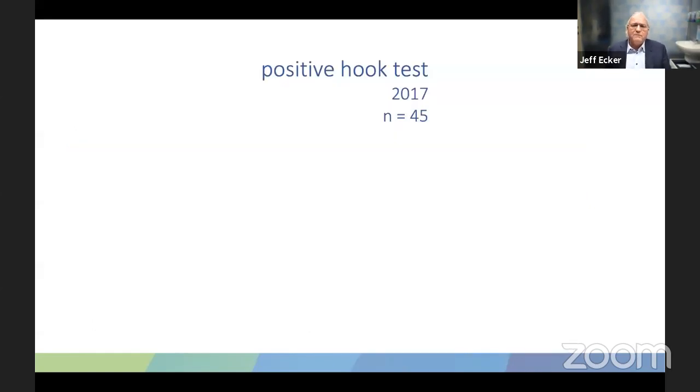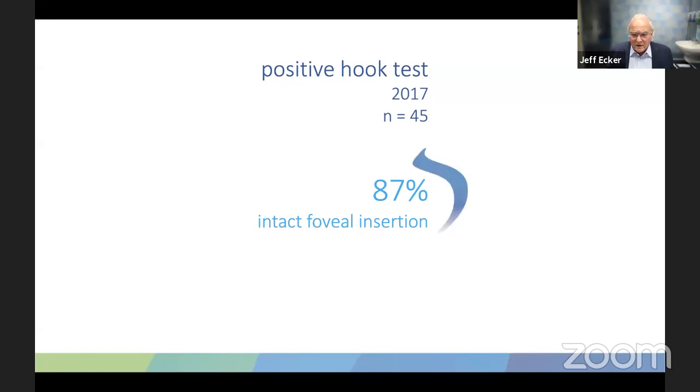So we looked at people that had a positive hook test, looked at 45. 87% had an intact foveal insertion. Initially, when I saw this, I said to myself, they're attenuated, they're stretched, but there's too many of them. So the question is, how can you have a positive hook test with an intact foveal insertion?